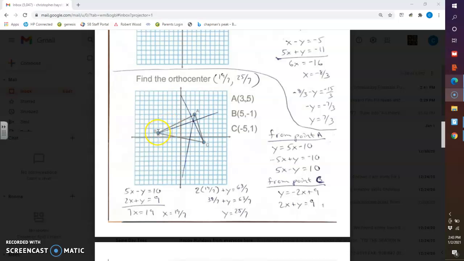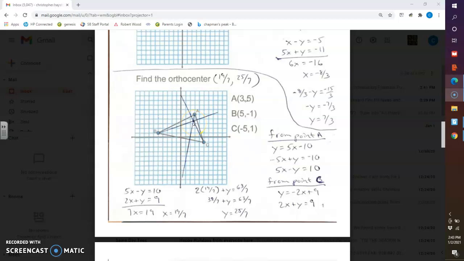Okay. From C, I'm going up 3, over 9. Okay, so my slope from AB is up 4, over 8. So my slope is a positive 1/2. So this slope from C is going to be a negative 2 over 1, up 2, left 1, up 2, left 1, up 2, left 1, and there's my altitude. My orthocenter's in the middle there.